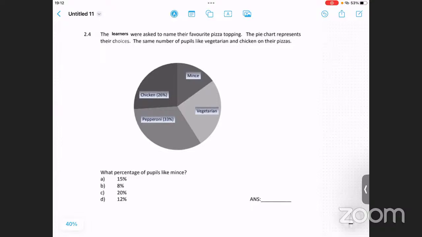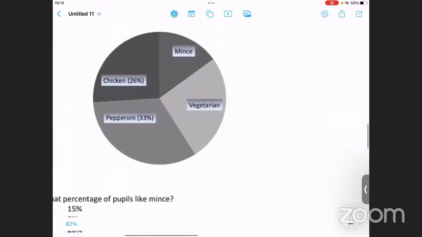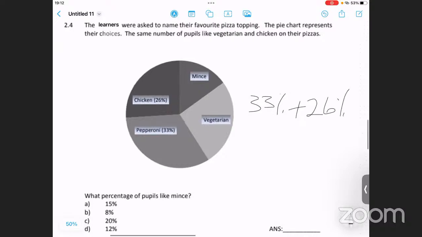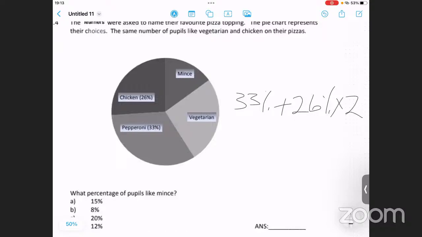Okay. Let me write what you're saying down, and let's see. You said 33 plus 26 times 2. And what did you get? And I just want to know, why are we multiplying with this 2? Because, ma'am, they say that the same number of people like vegetarian and chicken pizza, or like chicken on their pizzas.